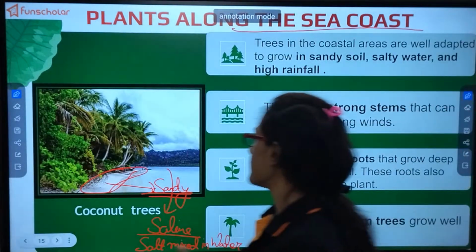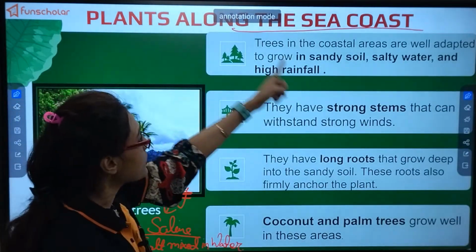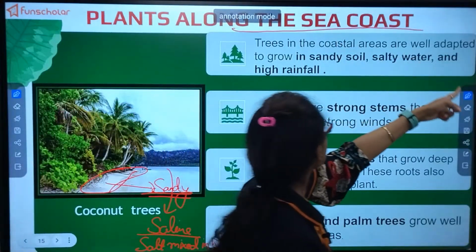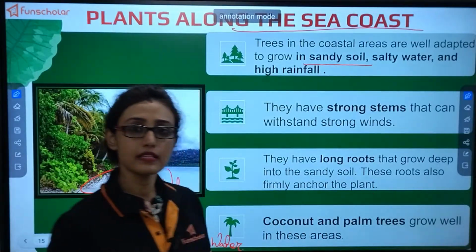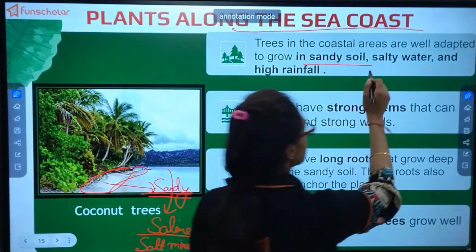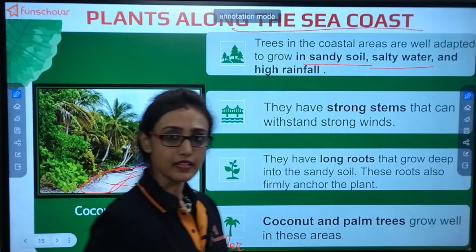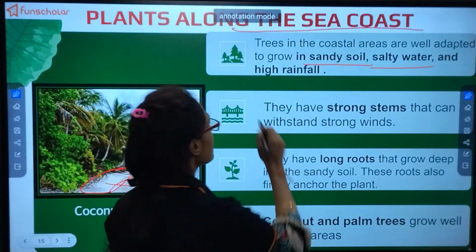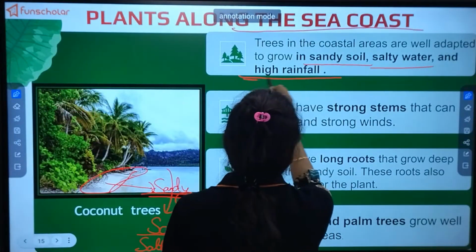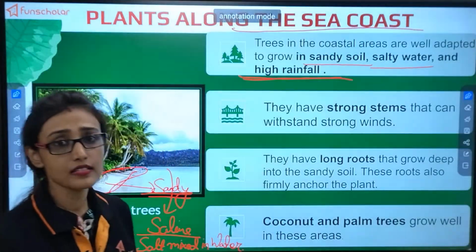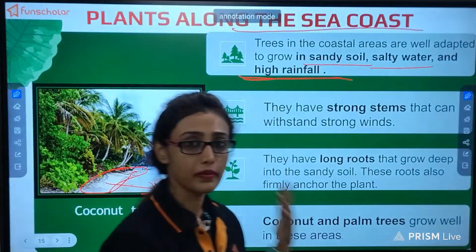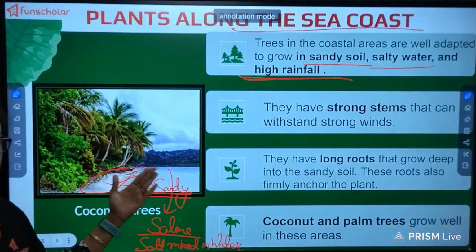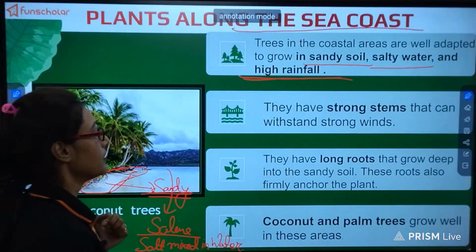Now let's read the first point. Trees in the coastal areas are well adapted to grow in, I told you what kind of soil is there? Sandy soil. Water is salty? Right, water is salty. And high rainfall. The coastal areas receive the most high rainfall because they are very near to the sea.